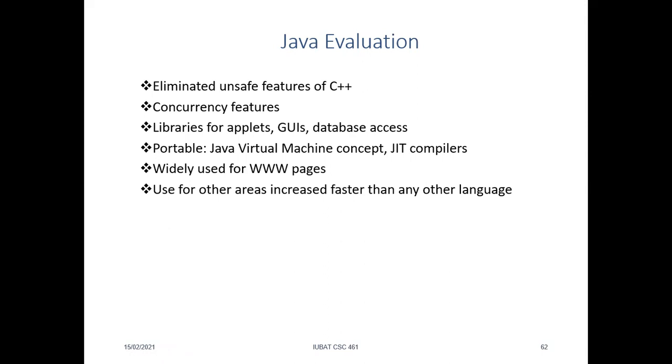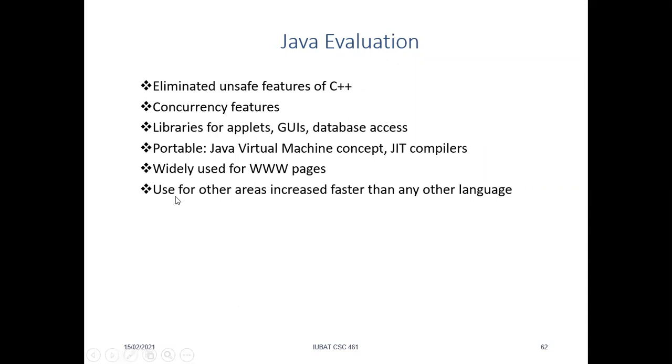Then there was a compiler that interpreted as a whole. Then there's a hybrid compiler that actually combined the advantage of both. Okay, so just-in-time compiler is another example. We use Java for the World Wide Web, www pages, whenever you go to a website.